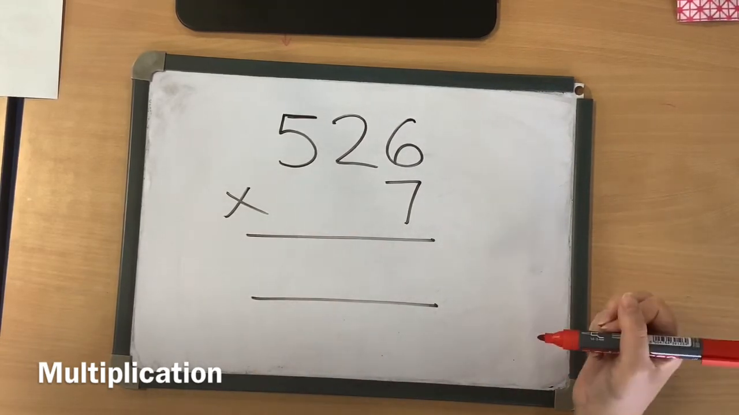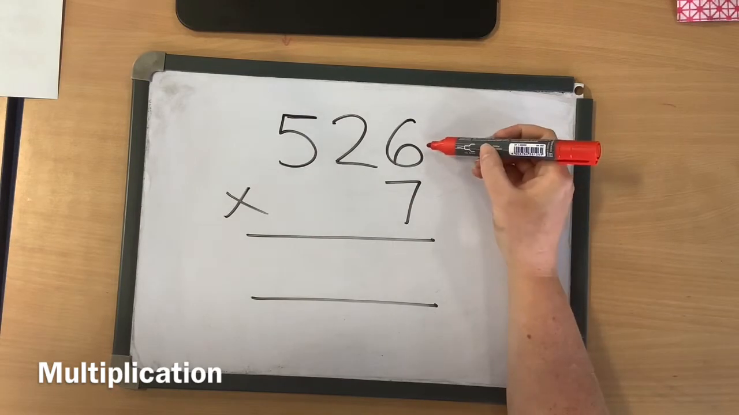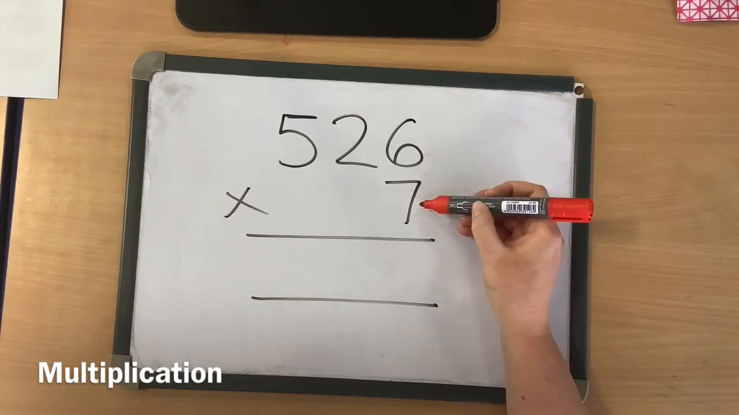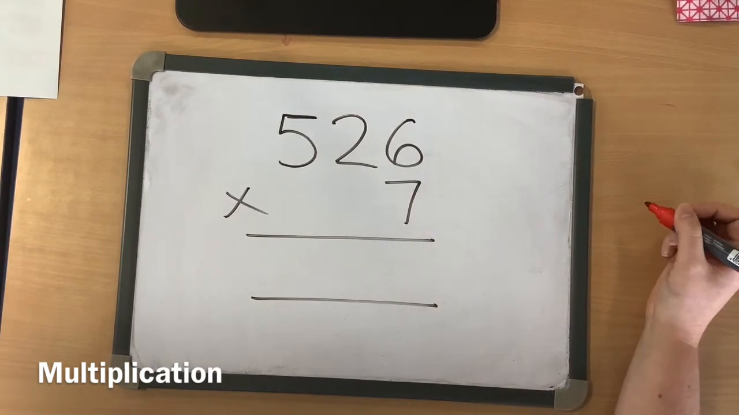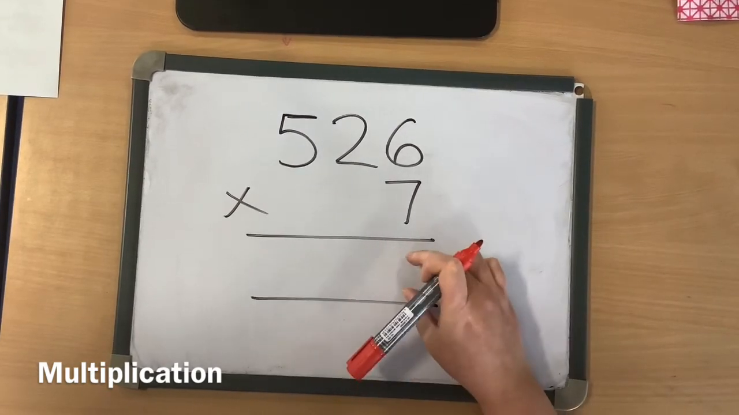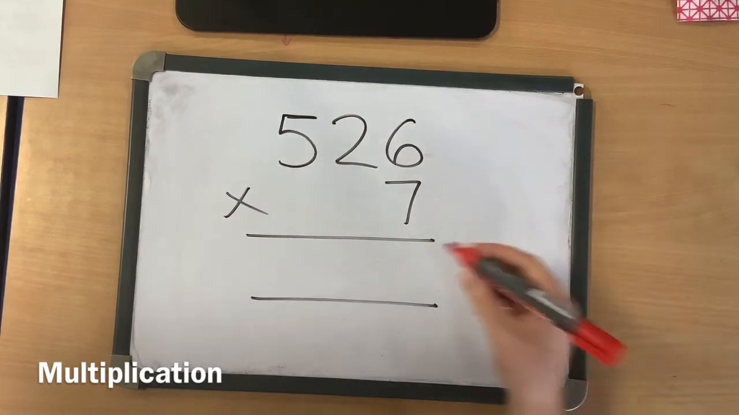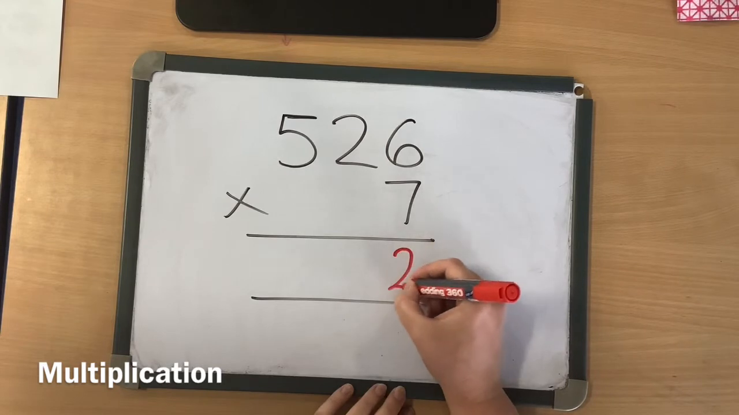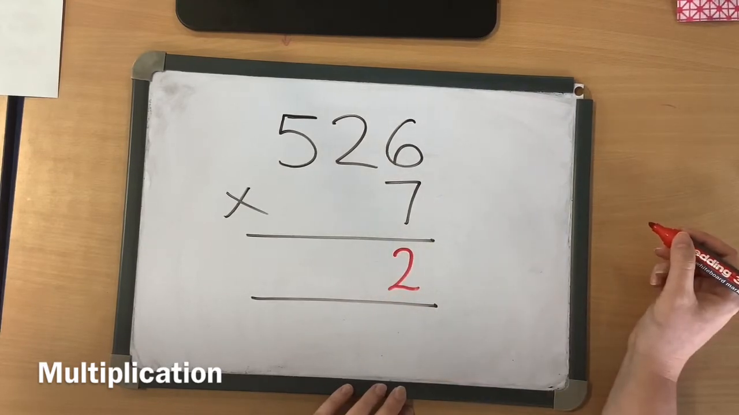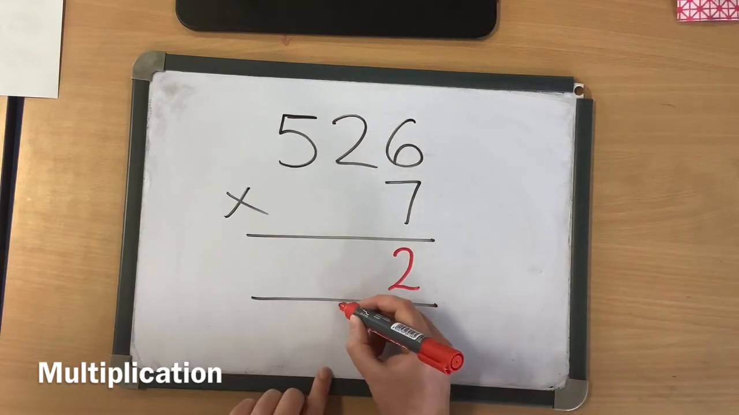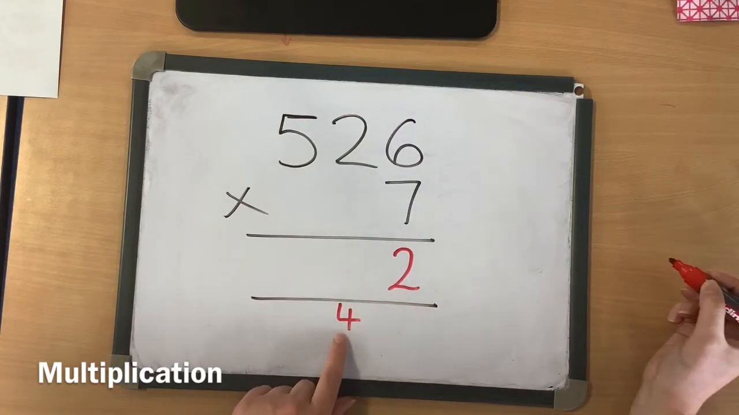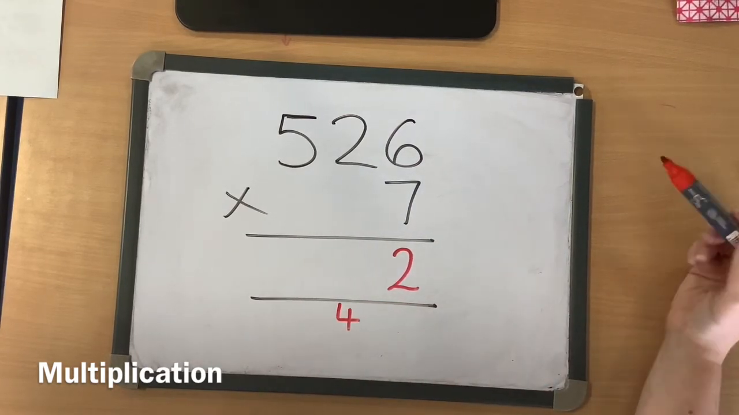So once again, I'm going to start with the ones. So 6 ones times 7 is 42 ones, okay. Once again, 42 ones I can't have in my ones column, so I need to regroup. So leaving me with 2 ones, and then I'm going to take my 40 ones and regroup them for 4 tens. So just popping that underneath my tens column.